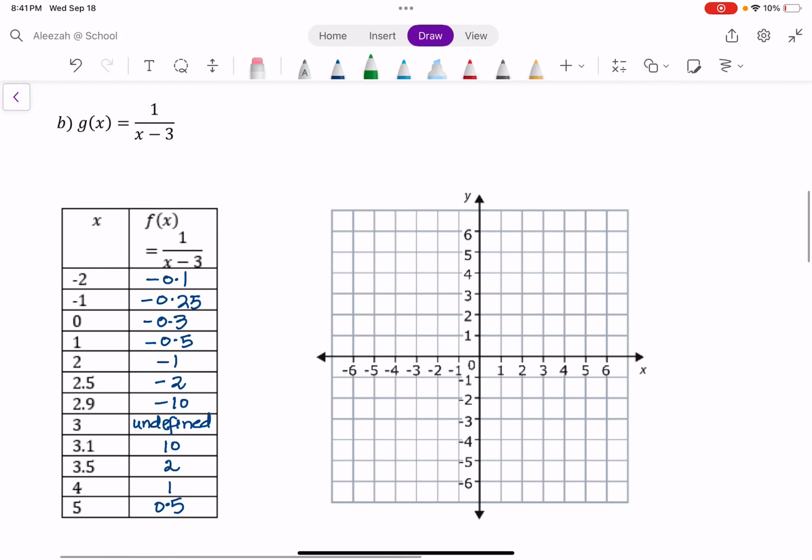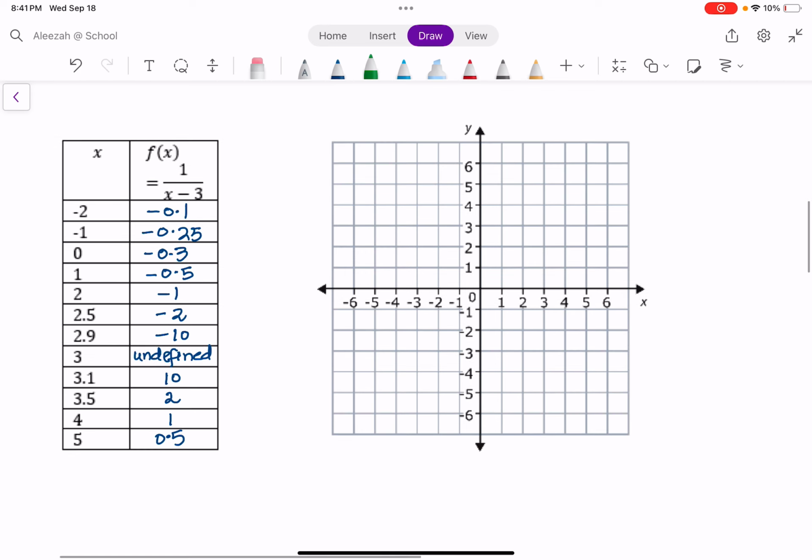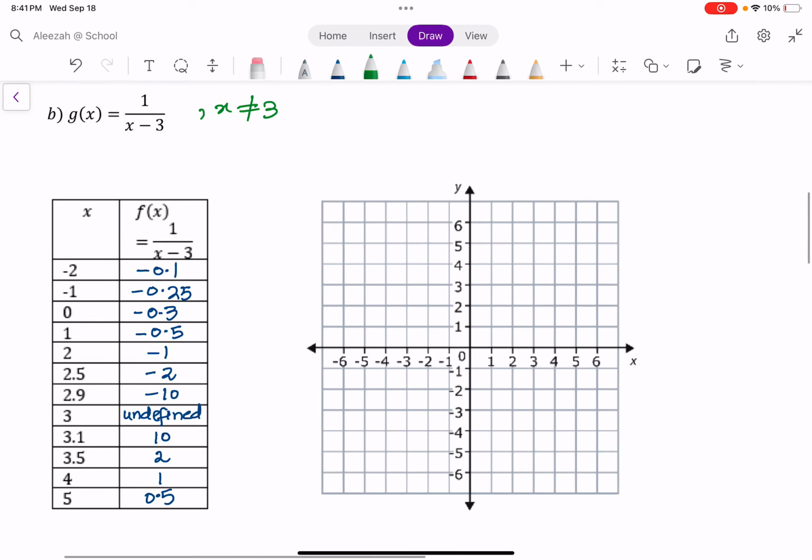Now moving on to the next question. It's again a rational function, but here the denominator is x minus 3, so the restriction will be x is not equal to 3, right? Now to graph it, I'll do the same thing. I fill in the table of values and then I graph it, right? Obviously the graph of this function will be different than what we have already graphed.